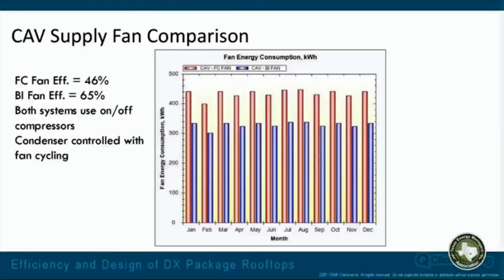So we look at our constant air volume supply fan comparison. In this case, we've got a forward curve fan. The fan efficiency on our forward curve fan is 46%. Our backward incline, our plenum fan, is a 65% efficient fan.